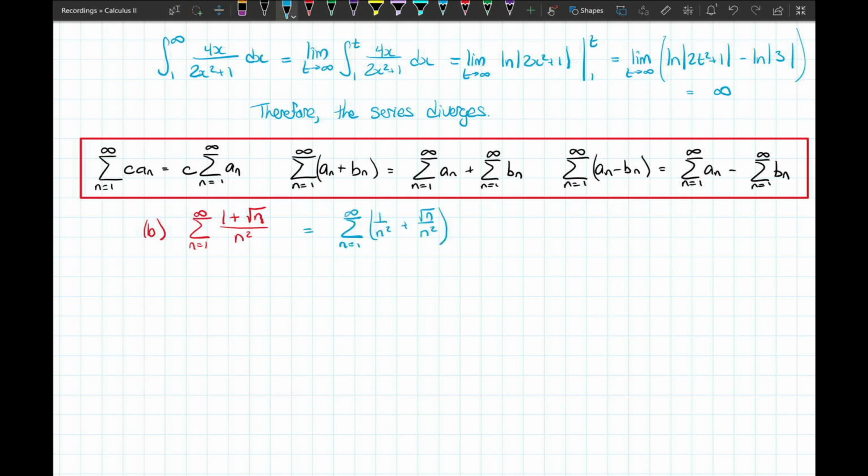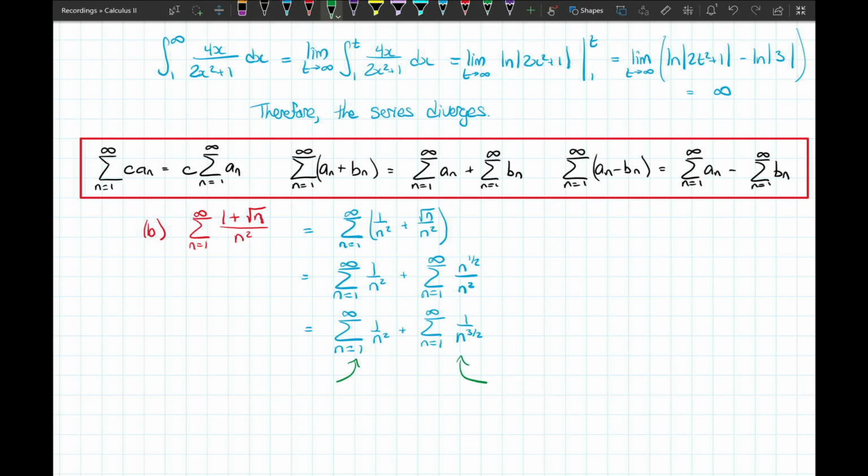Splitting up the fraction, we have 1 over n squared plus root n over n squared. And we can apply that second rule for the series of a sum of two terms. Now, to simplify things further, why don't we write root n as n to the power 1/2, and then subtract exponents. And n to the 1/2 divided by n squared would be n to the negative 3/2, or 1 over n to the 3/2.